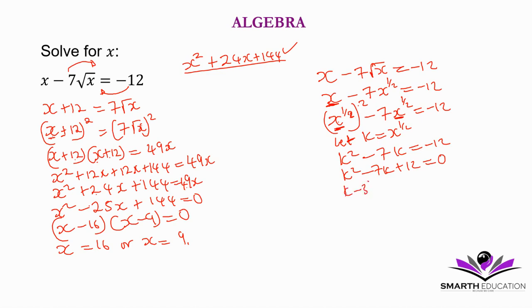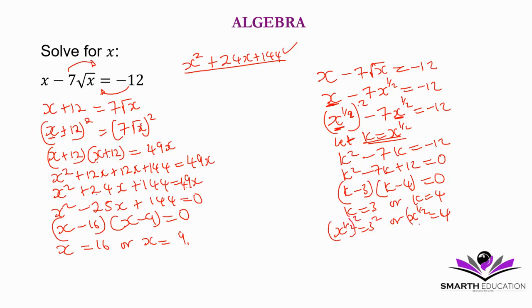So k minus 3, k minus 4 is equal to 0, meaning that k is equal to 3 or k is equal to 4. Right, but remember, k is what? X to the power half. So we're saying x to the power 1 over 2 is equal to 3 or x to the power 1 over 2 is equal to 4. Then what do you do? These are rational exponents. You square both sides. Square this, square this. We get that x is equal to 9 or x is equal to 16, which is just the same as that.